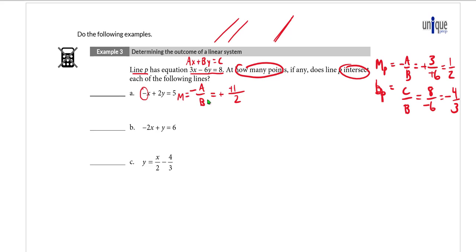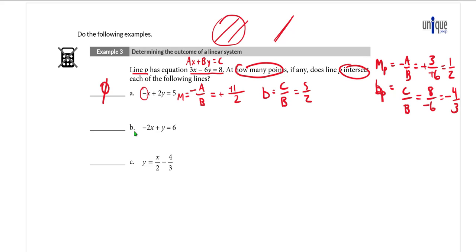So again, this was the slope. Now the y-intercept, c over b. So what is that here? That's 5 over 2. So I have same slope, 1/2, different y-intercept, 5/2, negative 4/3. Remember from the previous page, that means we are dealing with parallel lines, which means there are no points of intersection, there are no solutions.